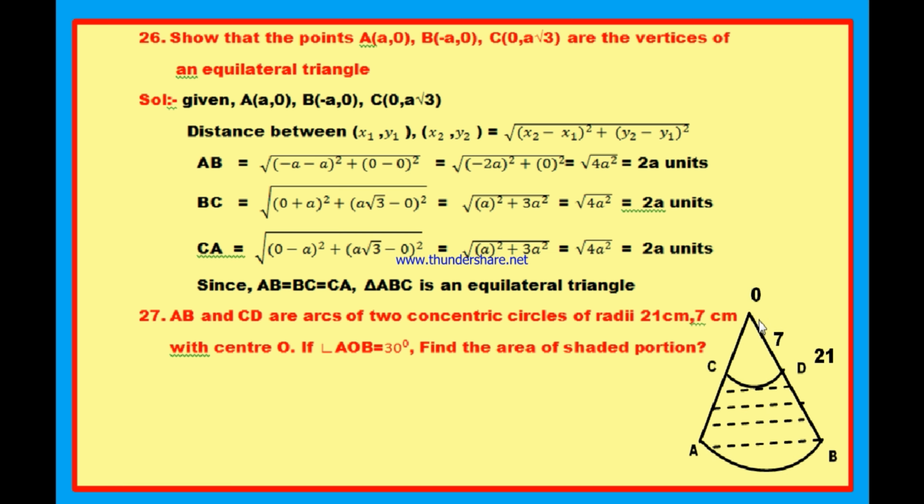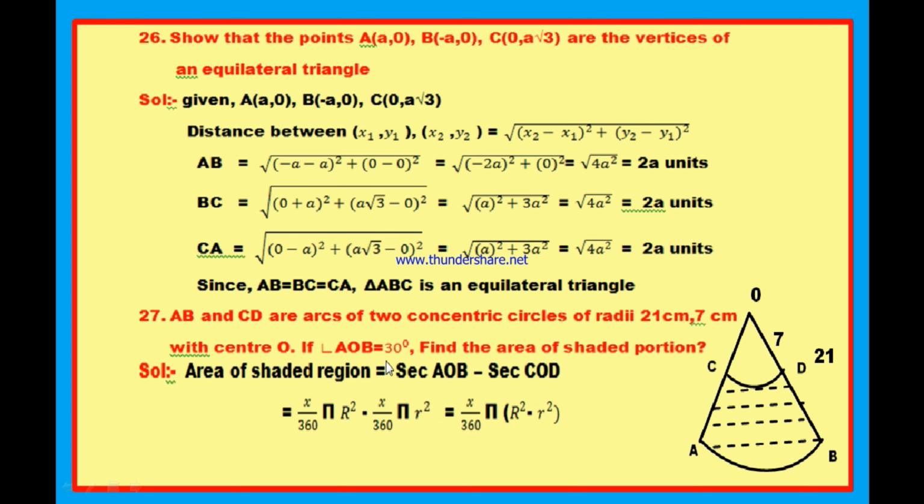Here is the diagram. We have a sector AOB and another sector OCD. Now we have to find this shaded portion area. The radius of the inner sector is 7 centimeters and the radius of the outer sector is 21 centimeters. Then it is very clear that the area of the shaded portion is nothing but the area of the sector AOB minus the area of the small sector COD. Area of the shaded region is equal to sector AOB minus sector COD.